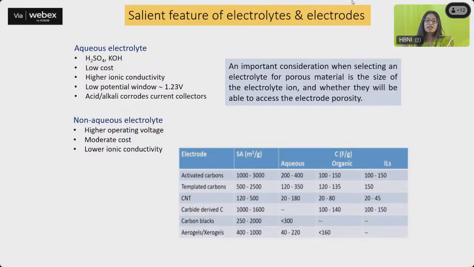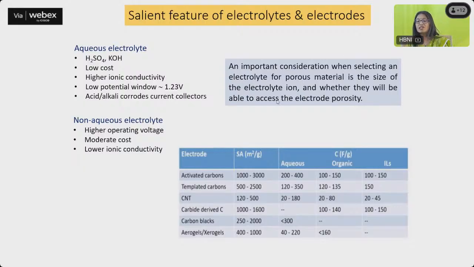So aqueous electrolytes are which ones? You can have sulfuric acid, which is an acidic electrolyte. You can have potassium hydroxide, which is a basic electrolyte. So they all have low cost. They have very high ionic conductivity. But the drawback is obviously it has a low potential window. And this acid and alkali, it is going to corrode all these current collectors, whatever you have.